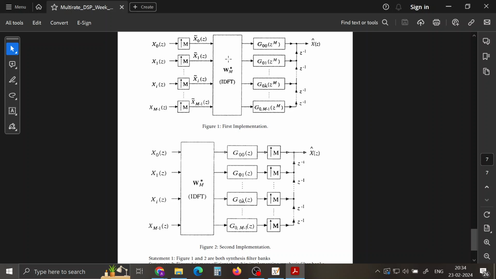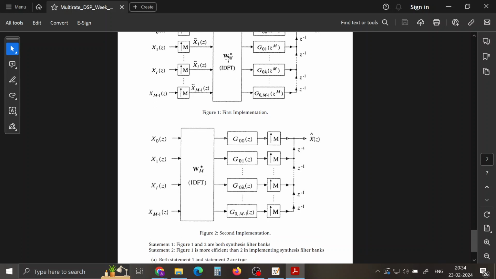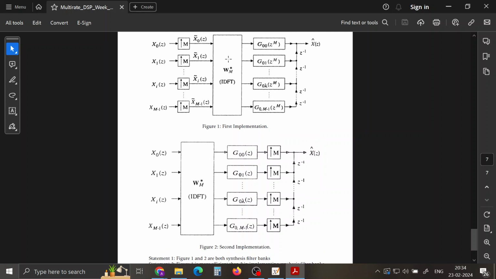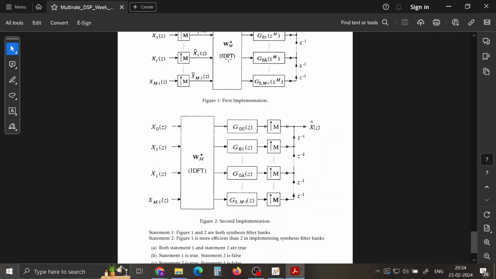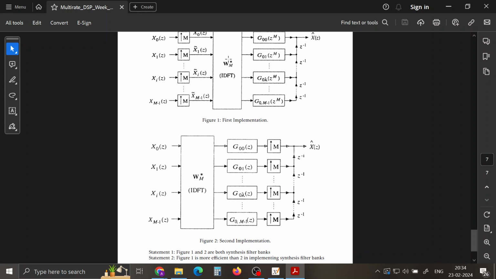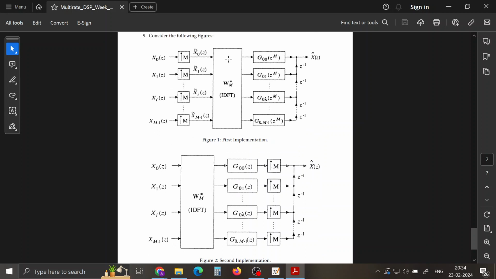Simple. Now what about statement 2? Statement 2 is saying that figure 1 is more efficient than figure 2 in implementing synthesis filter banks. Okay, statement 2 is claiming that figure 1 is more efficient than figure 2 in respect of the implementation of the synthesis filter banks. So is it true or not? So let's look at it.